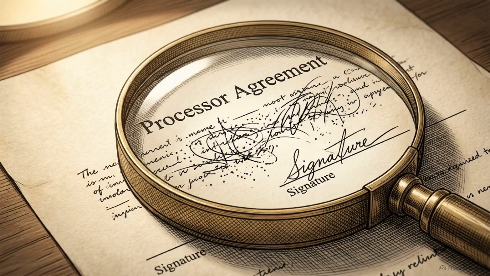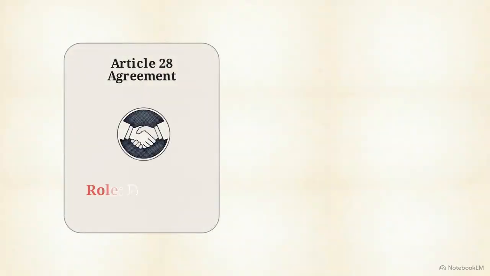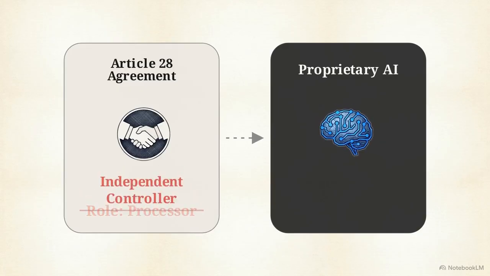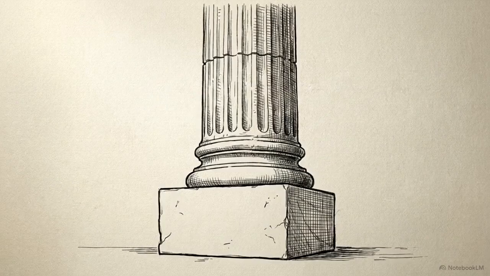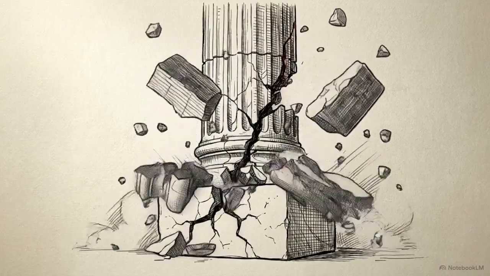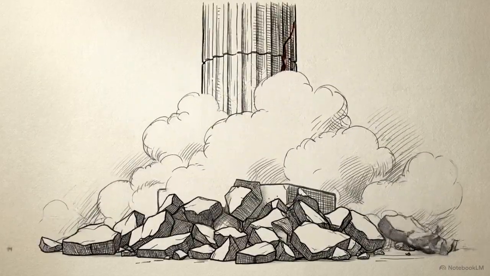You can never accept a third-party vendor's contractual label at face value. Look at this digital contract. The vendor might label themselves a processor, but if they divert that data to train proprietary AI, making independent decisions, that discretion legally transforms them into an independent controller, invalidating your Article 28 agreements. Incorrect role mapping breaks the legal framework of all subsequent data processing relationships, creating massive, invisible regulatory exposure.